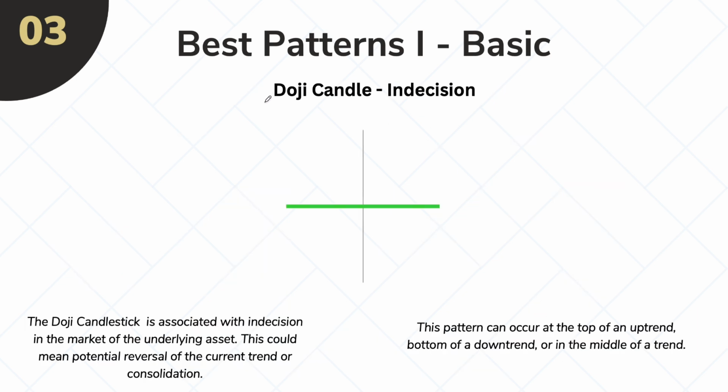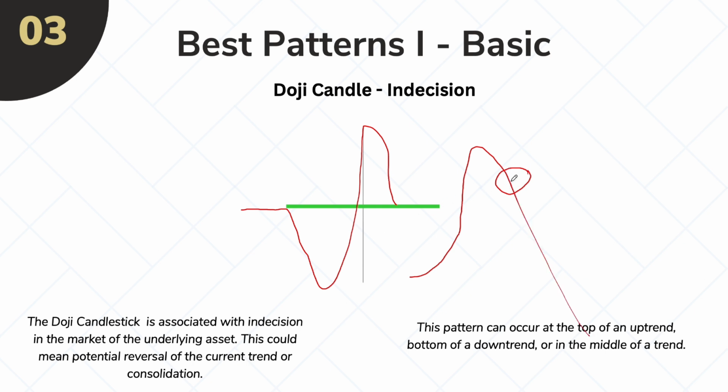Third pattern I want to discuss is a doji candle, and that's an indecision candle. So what did price do here? Opened, went lower, then it went higher, and it closed at exactly the same or close to the same level as it opened. So bulls and bears, so buyers and sellers, are indecisive. So there's a little balance between them. The doji candlestick is associated with indecision in the market of the underlying asset. This could mean a potential reversal of the current trend or a consolidation. So if you are in an uptrend, for example, and then there's a doji right here, this could mean a potential reversal. Reversal means lower, or a consolidation.